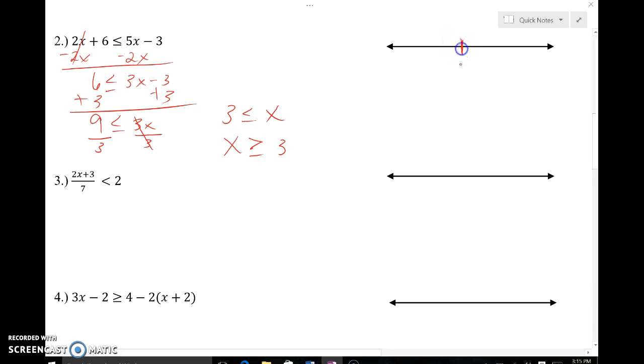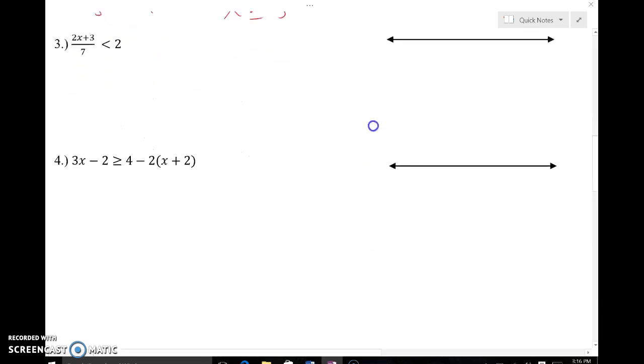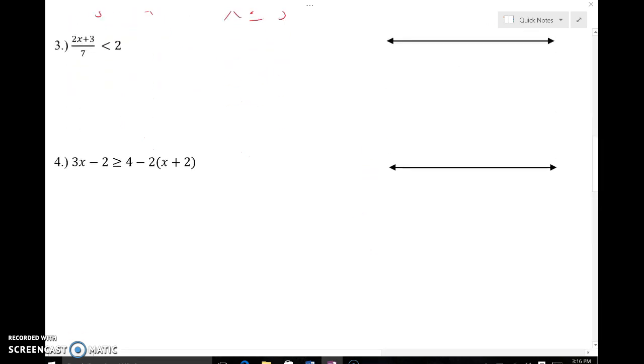So we mark the 3 strategically on our number line, and this time 3 is going to be included in our solution, so it'll be a closed circle because again, greater than or equal to 3. Greater than is to the right, so we shade everywhere to the right, and every number 3 or bigger is the solution. Alright, number 3. Got a fraction in here, so I want to get rid of the denominator, so I'll go ahead and do the inverse operation of division, which would be multiplication.